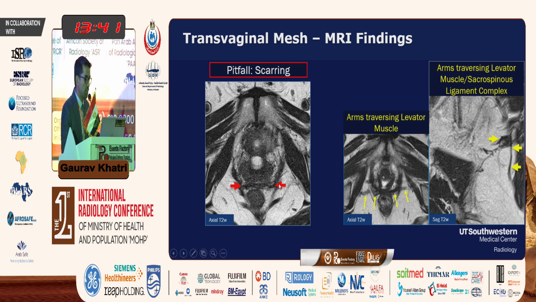Now this is a different patient, and at first glance it looks like there was mesh here, but you see there's nothing going into the ischiorectal fat. So this actually is not mesh, this is scar tissue. And this is a pitfall. It's very difficult for us to differentiate scarring from mesh.